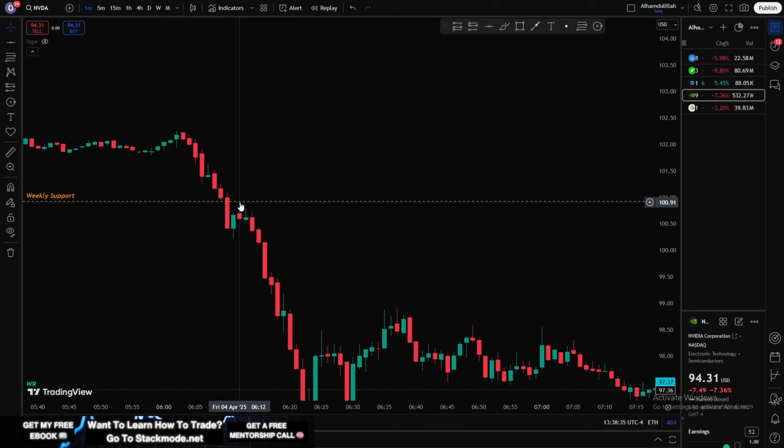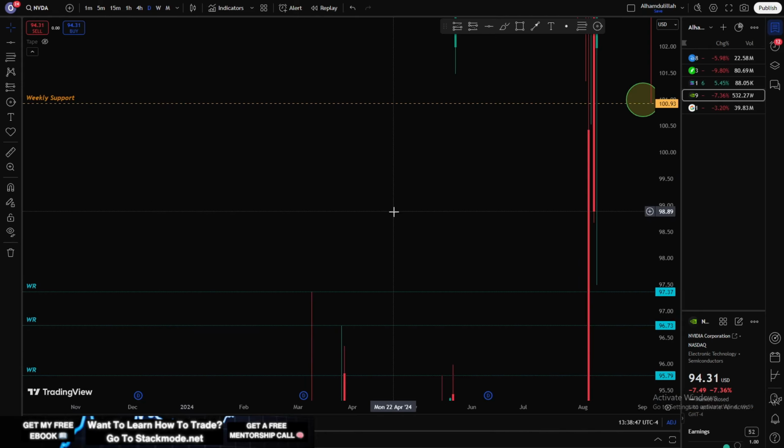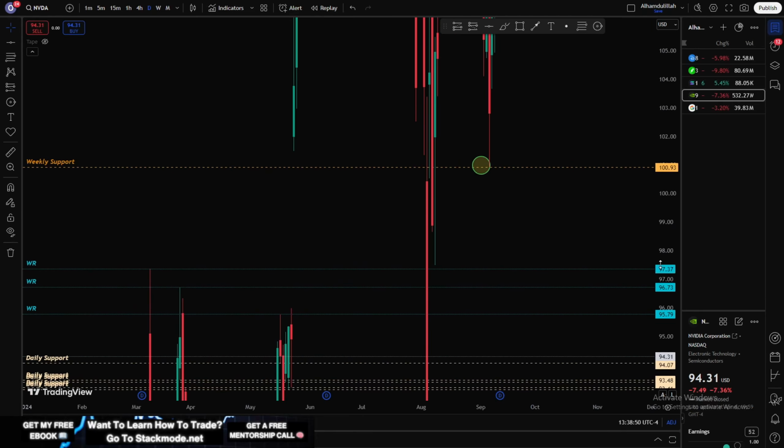So in this instance, you're going to be able to use support as a long entry if price were to break above that, because lower time frame resistance was created. So there is resistance there. So boom. Let's continue on.